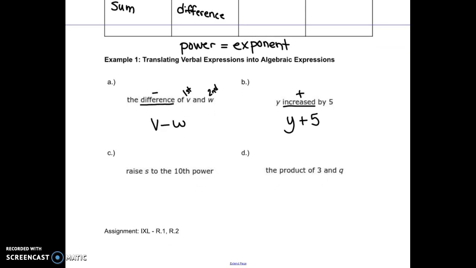It says raise S to the 10th power. So S is going to be my base. That's my big number. The 10th power is going to be the exponent. So we're going to say S to the 10th power. And then D says the product of 3 and Q. Again, product means to multiply. 3 is going first. Q is going second. So I'm saying 3 times Q.